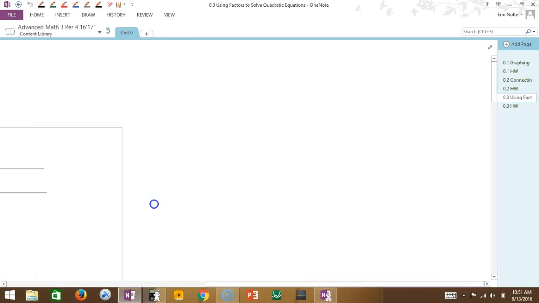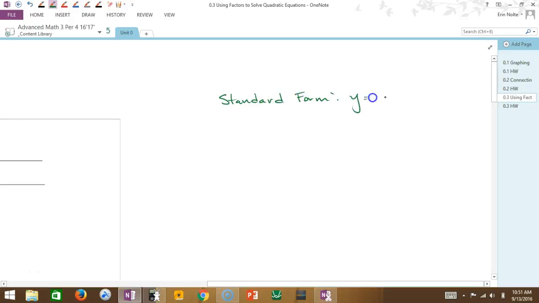I'm going to kind of pull this to the side because sometimes I just like to do my own thing. We all know standard form looks like this, right? Standard form looks like y equals ax squared plus bx plus c. So we have everything on the same side, well, at least all the x's, only the y on the other side.